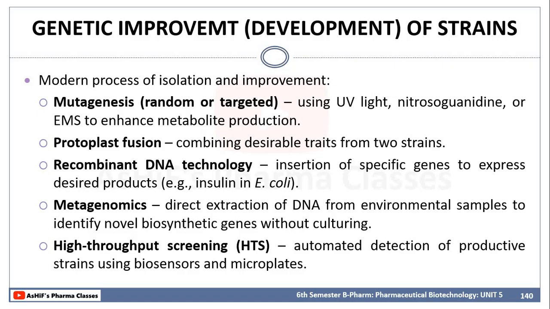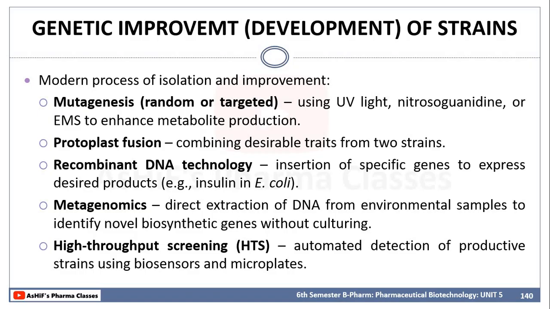So for example, we have identified one strain of a microorganism that has the ability of high yield, and another strain of the same microorganism, like for example Penicillium chrysogenum. One strain has the property of giving maximum yield, and the other strain has the property of antibiotic resistance. So after removing the cell wall of both cells, we just fuse the protoplasts, that is protoplast fusion, for a desirable trait of two strains.